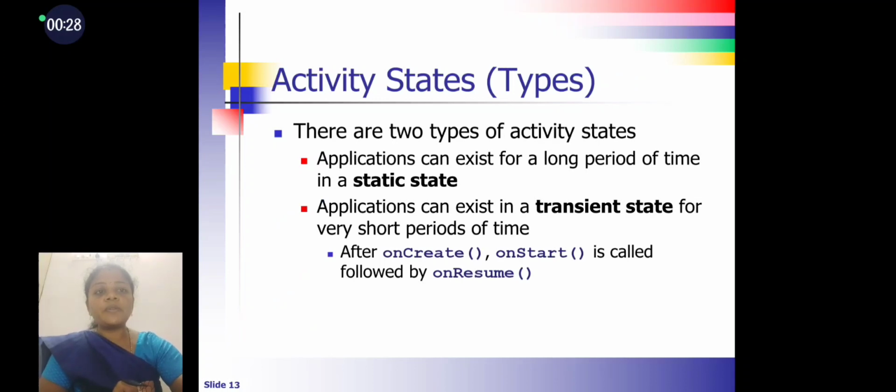There are two types of activity states, which are static state and transient state. Under static state, the application can exist for a long period of time. Under transient state, the application can exist for a short period of time.